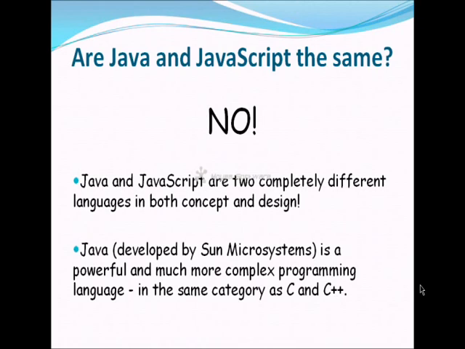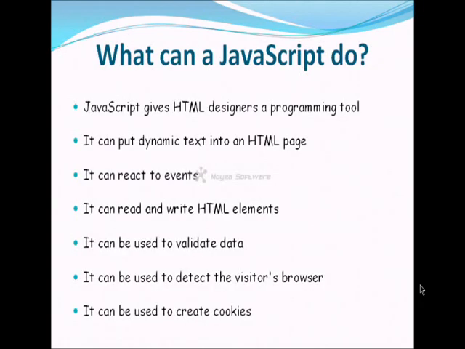So are Java and JavaScript the same? No. JavaScript and Java are two completely different languages in both concept and design. Java is a powerful and much more complex programming language in the same category as C and C++. Now, what can JavaScript do? JavaScript gives HTML designers a programming tool. HTML authors are normally not programmers, but JavaScript is a scripting language with a very simple syntax.